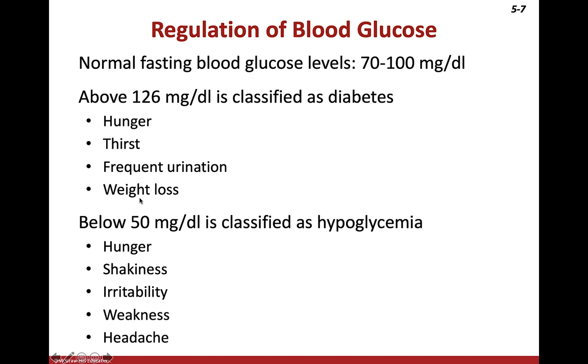In those individuals that have hypoglycemia, some of the symptoms are similar. We're going to see hunger, we're going to see shakiness, irritability, weakness, and headache. Remember, the central nervous system is highly dependent upon the availability of glucose, and if you are hypoglycemic, that is definitely going to impact central nervous system function.